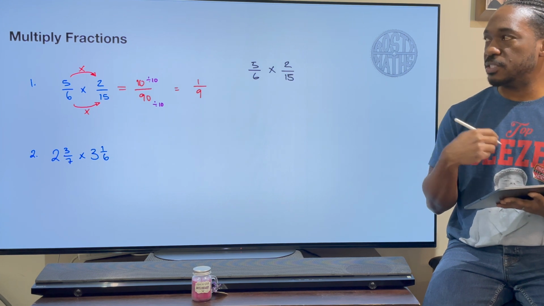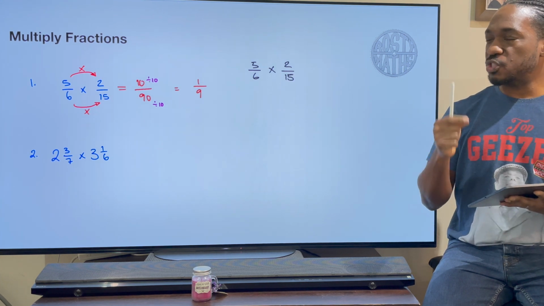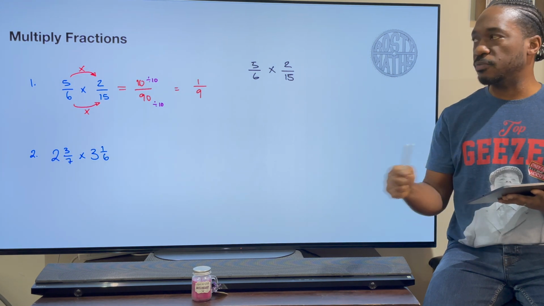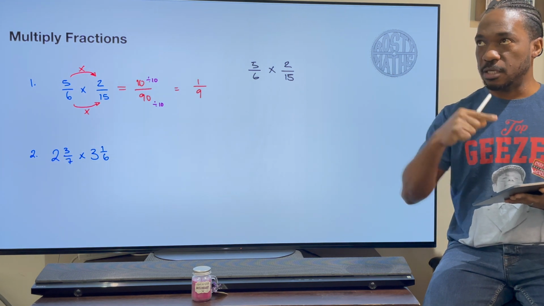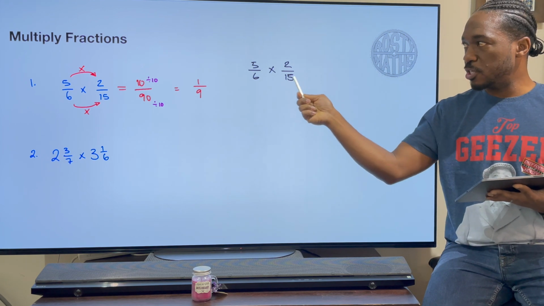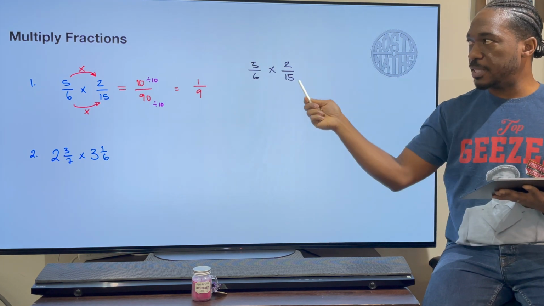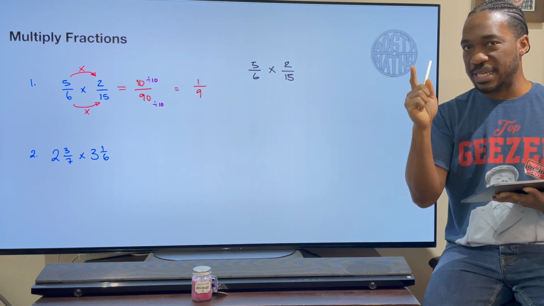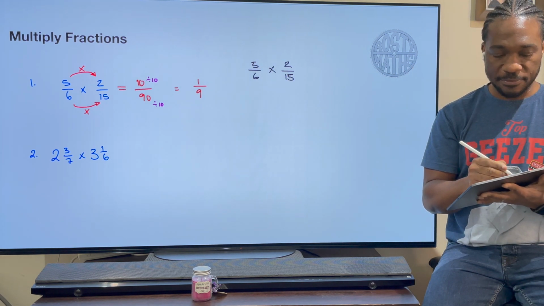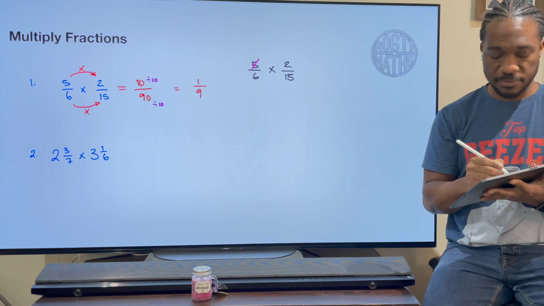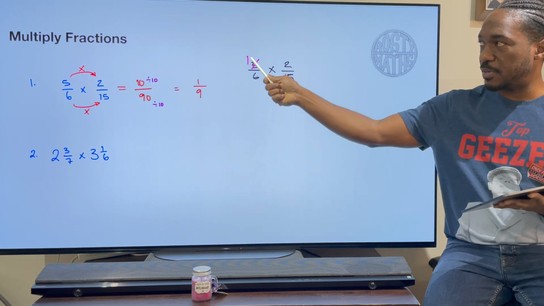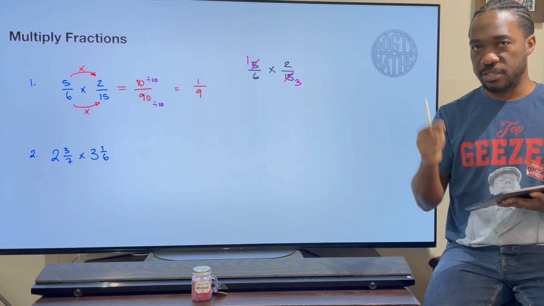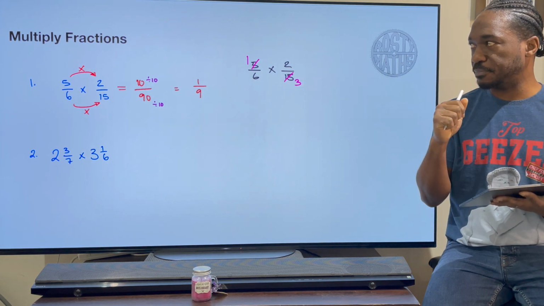Now what I tend to do at this point is try to simplify my whole question before I start solving. And to do that, look across the diagonals. Are there any factors that go into both these numbers? Yes, there is. And that factor is 5. So if I divide by 5, 5 divided by 5 is 1, and 15 divided by 5 is 3. Notice I kept the same 5, okay?